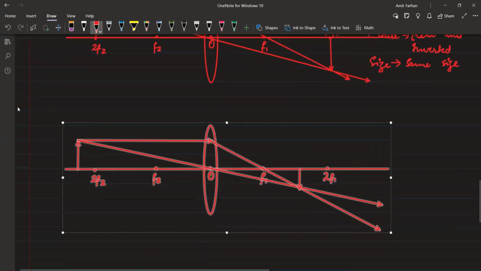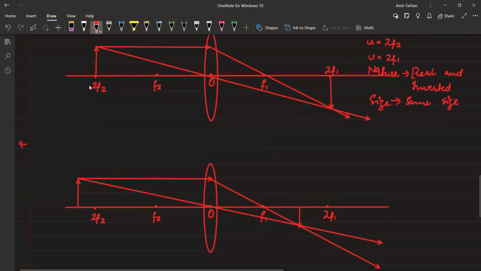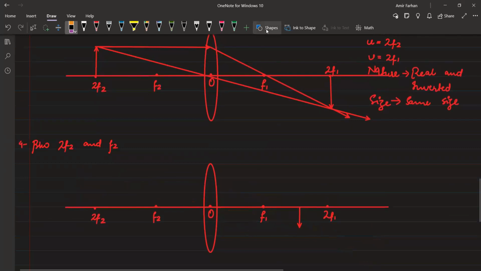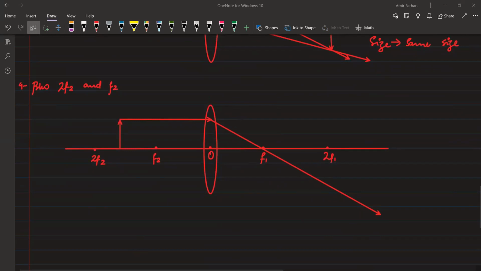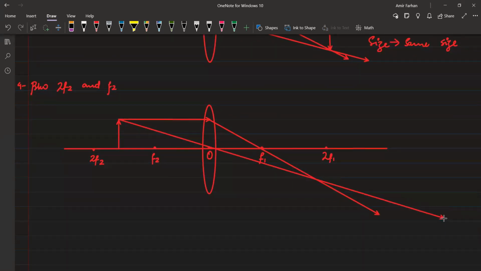So this is the third case. This is the fourth case. Now the object will move towards the optical center. So it would be between 2f2 and f2. Okay, so the object is placed between 2f2 and f2. First ray should be parallel to the principal axis and it will pass through the focus. Second ray will pass through the optical center.